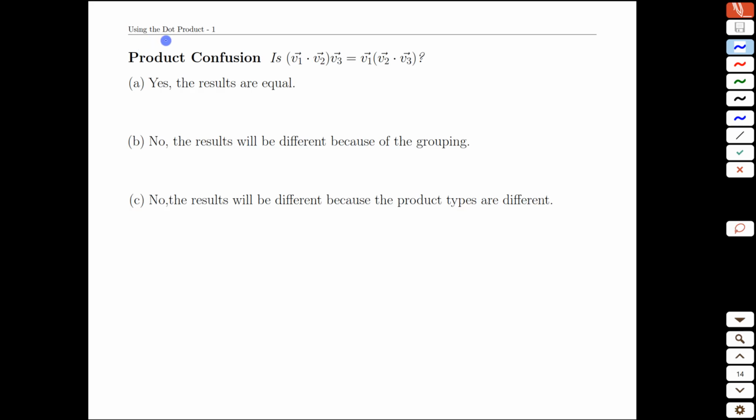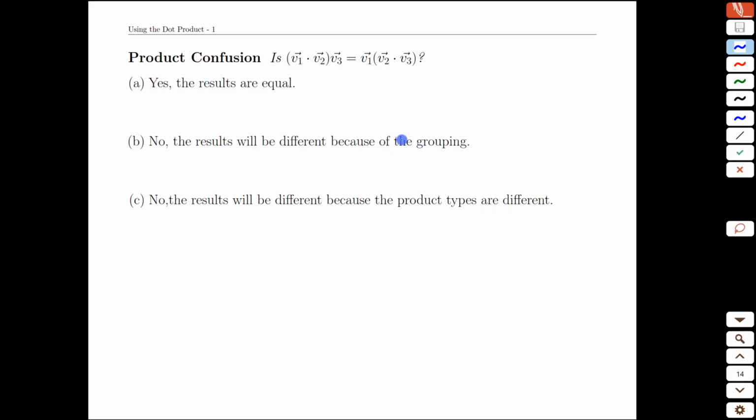In this video, we're going to quickly explore some applications or uses of the dot product. First off, we're going to look at how the dot product might materialize and compare this (v1 · v2) times v3 with this v1 times (v2 · v3). And ask yourself first whether those are equal or if they're different and why. Take a moment and then we'll check in.